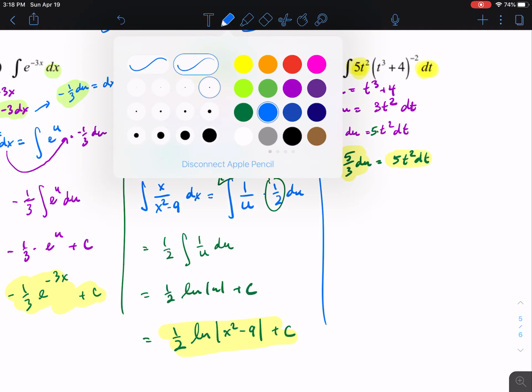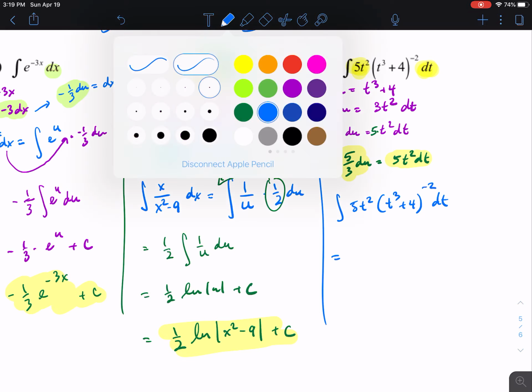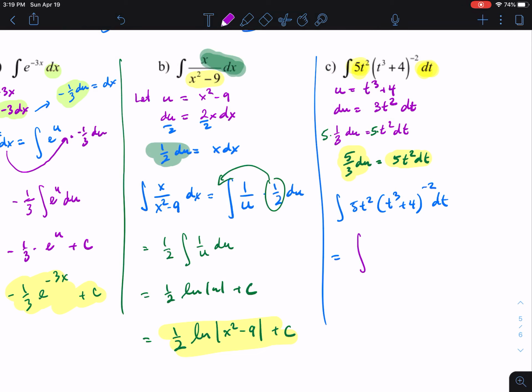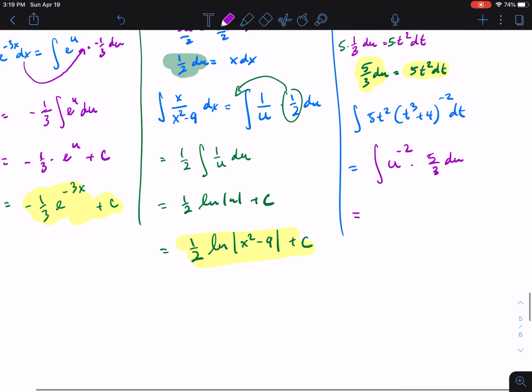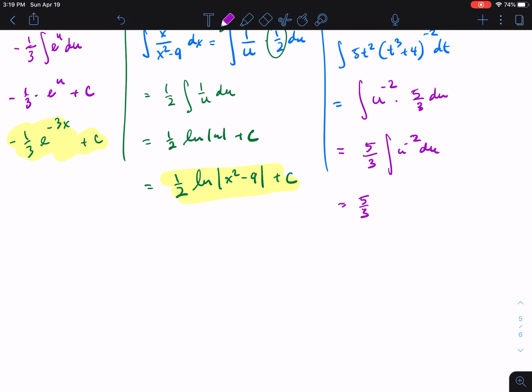That should be what we need to replace the 5t squared dt with. Okay, let's go ahead and do that. So the integral of 5t squared times t to the third plus 4 raised to negative 2 dt now is equivalent to u to the negative 2 times 5/3 du. We can factor out the 5/3 in the front of the integral. So we're looking at u to negative 2 du. Now we're going to use the power rule of the antiderivative. So we're looking at 5/3 u to negative 2 plus 1 divided by that new power plus c.